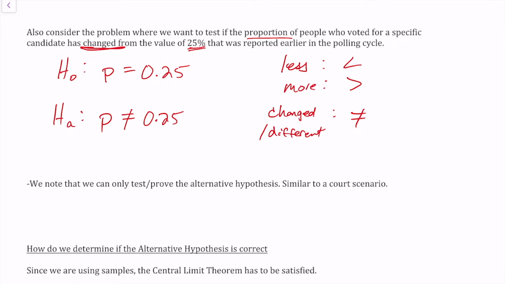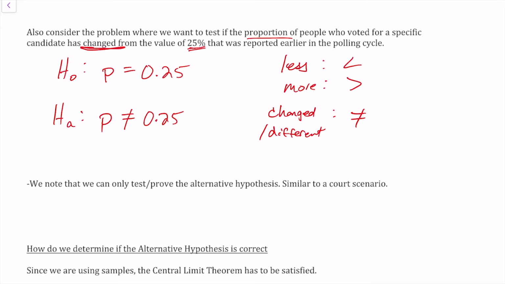We note that we can only test or prove the alternative hypothesis. And this is similar to a court scenario. What I mean by this is oftentimes when we introduce the concept of hypothesis testing, we make the analogy of the null hypothesis being similar to, let's say you get arrested, unfortunately, right? What do they say when you get arrested? You are innocent until proven guilty, right? So what that means is that the prosecutor or the courtroom doesn't have to prove your innocence, right? Because you are given that. That is something that you don't have to prove. What they have to prove is if you're guilty or not. And that's what it is.